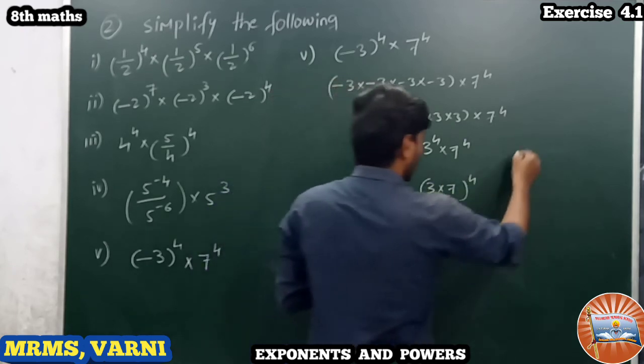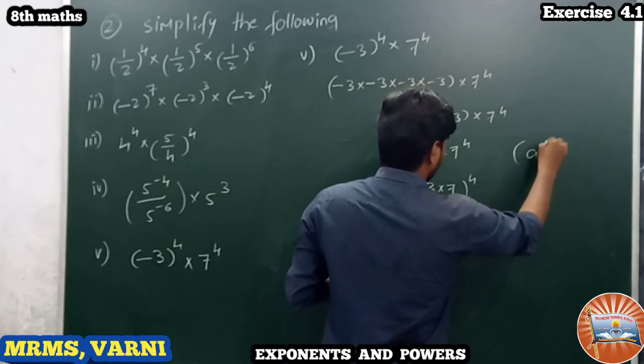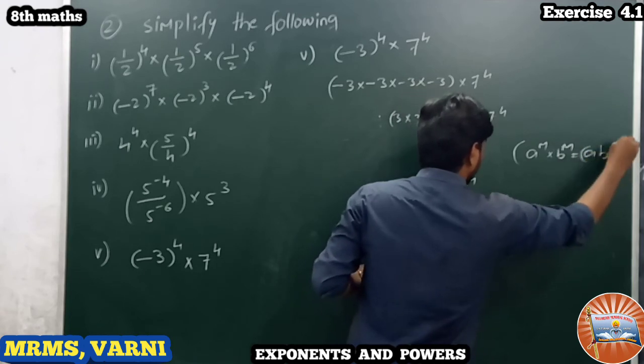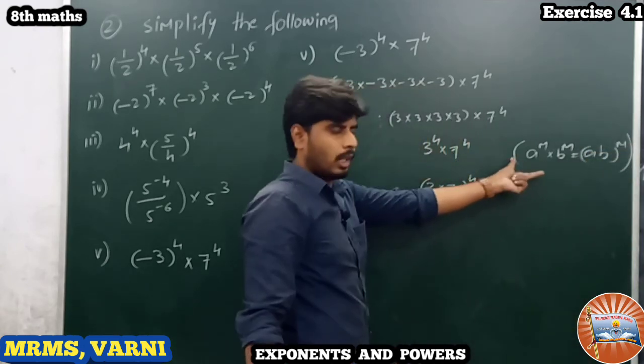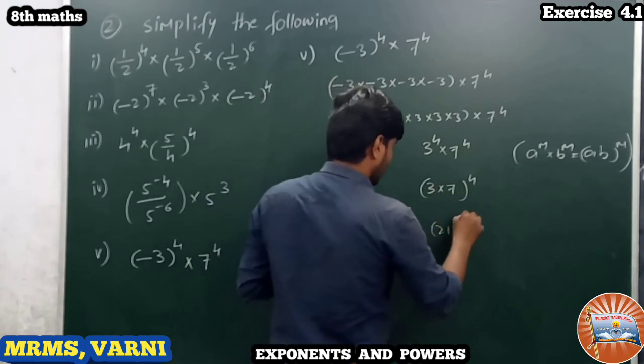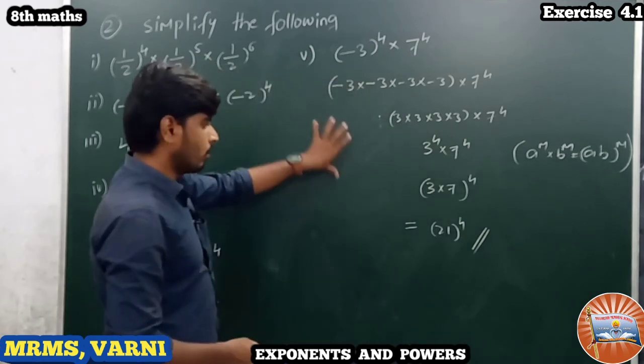The use of a power m into b power m is equal to ab power m. With the use of this law, we can write like this. This is nothing but 21 power 4 is the answer. Okay, this is problem number 5.